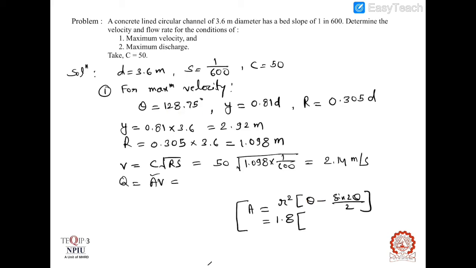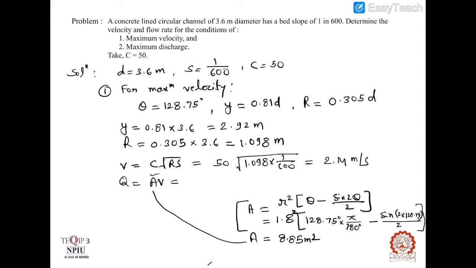So 128.75 degree, if you convert this into radian, then you need to multiply by pi by 180 degree. Minus sine 2 theta, 2 multiplied by 128.75, divided by 2. After solving this, we will have area of flow as 8.85 meter square. Here it is 1.8 square, because this is the square of radius. So 8.85 meter square will be the area of flow.